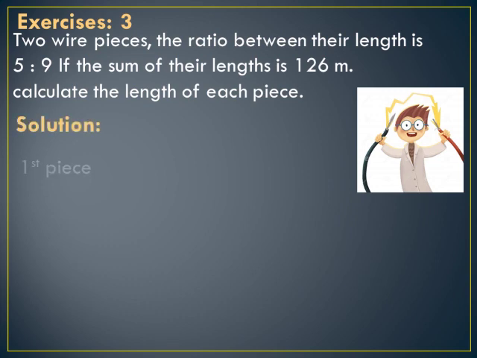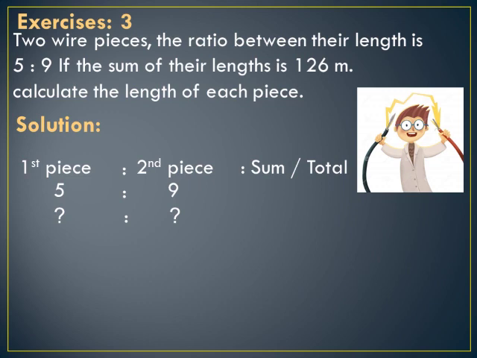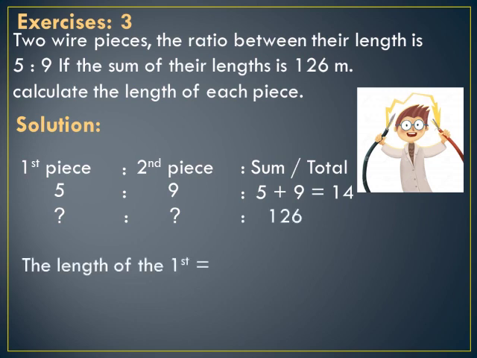So we make first piece, second piece, the ratio 5 to 9, and we will add sum to the ratio. 5 plus 9, make plus to the ratio. 5 plus 9 equals 14. After that, put the value of the sum under 14. The value of the sum is 126.